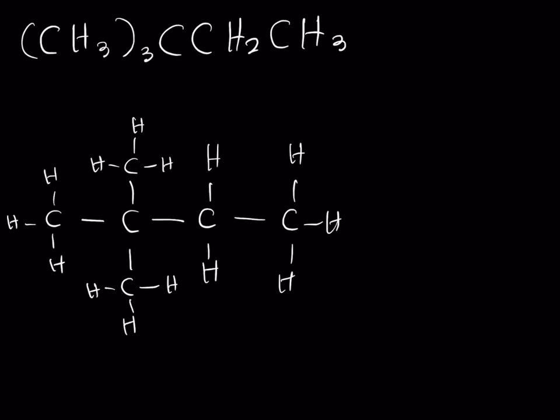Now to write the bond line formula, we have 4 in the main chain again. So 1, 2, 3, 4. And on the second carbon, we have 2 methyl groups. So like that.